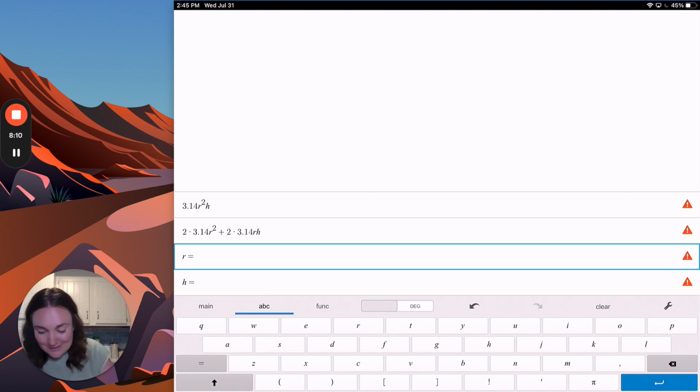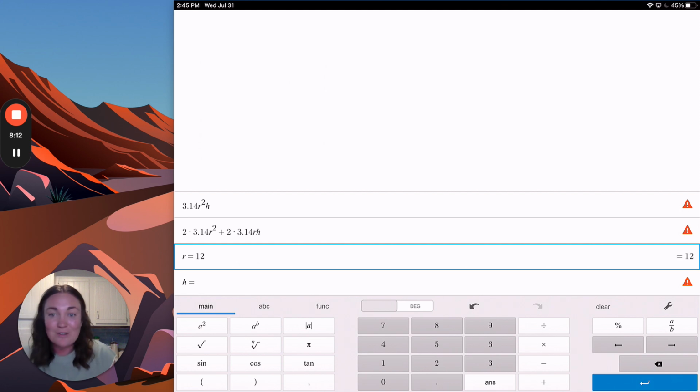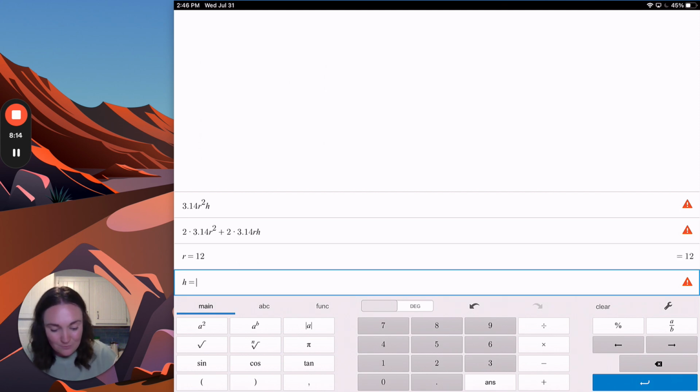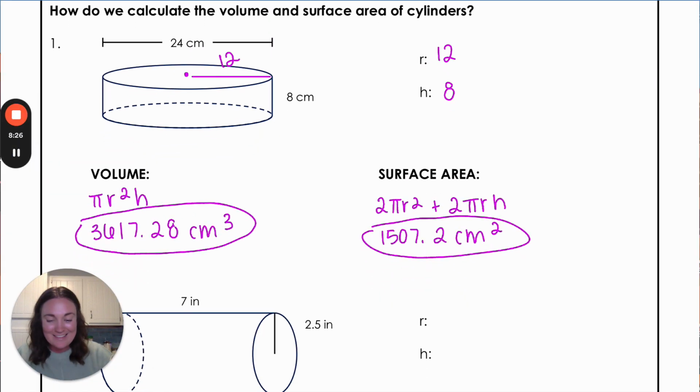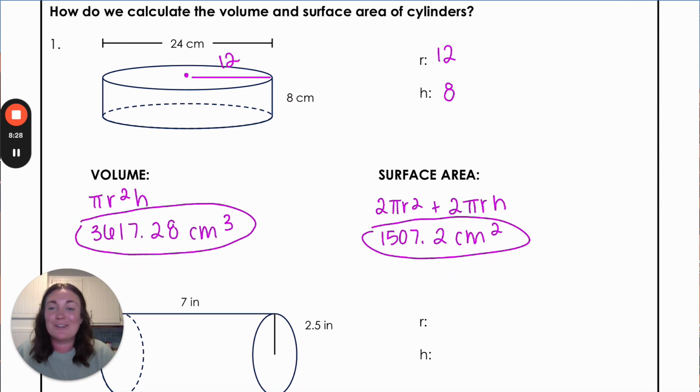So our radius we said was 12, so I'm going to type in that 12 on here, and our height we said was 8. So now when I plug that in, I get 3617.28. That's going to be my volume, and my 1507.2 is going to be my surface area. All right, and there we go. So that is how we calculate the volume and surface area of a cylinder.